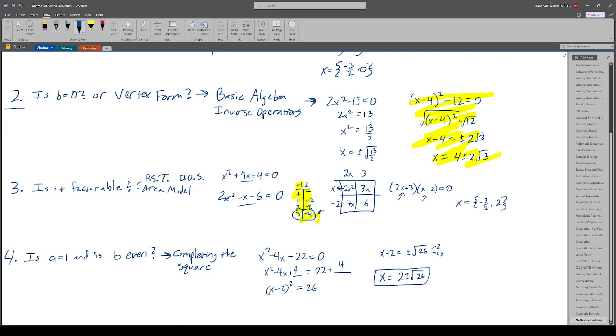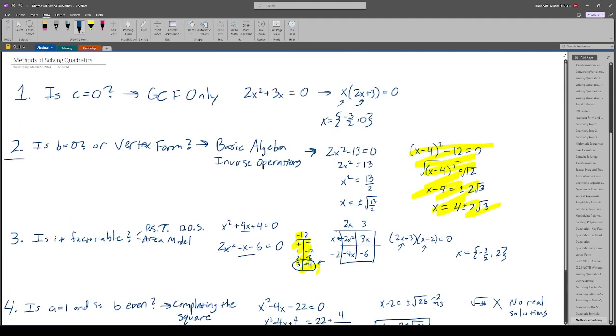So if we have that, then whenever we try to square root a negative number, anytime we do that, we stop the problem and we write no real solutions. That can only happen in completing the square or quadratic formula. You'll never run into that result in options 1, 2, or 3 because none of those end up with radical answers.